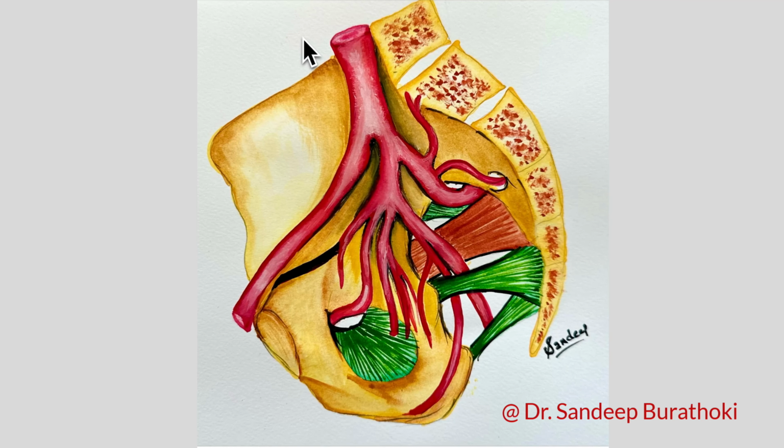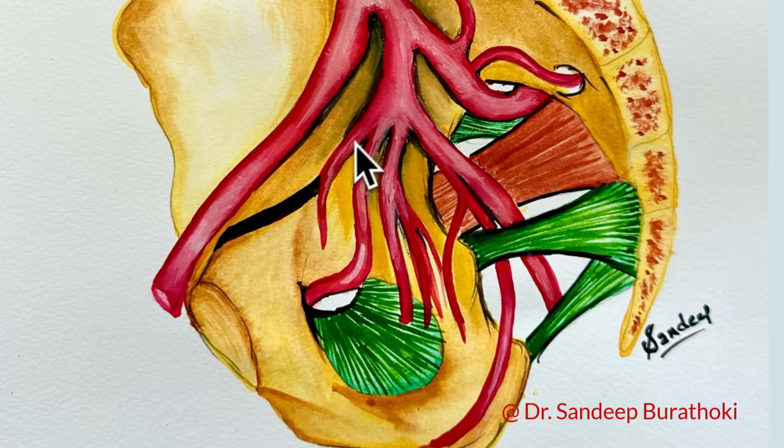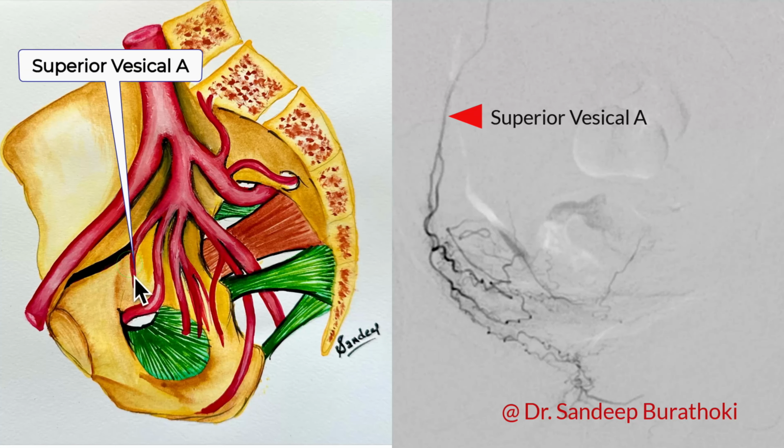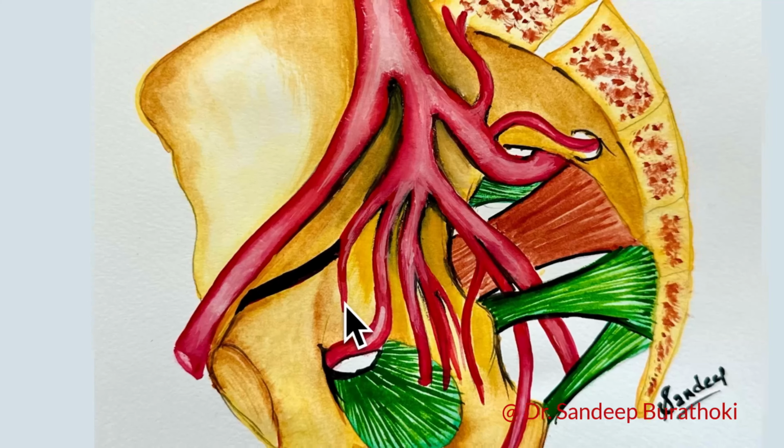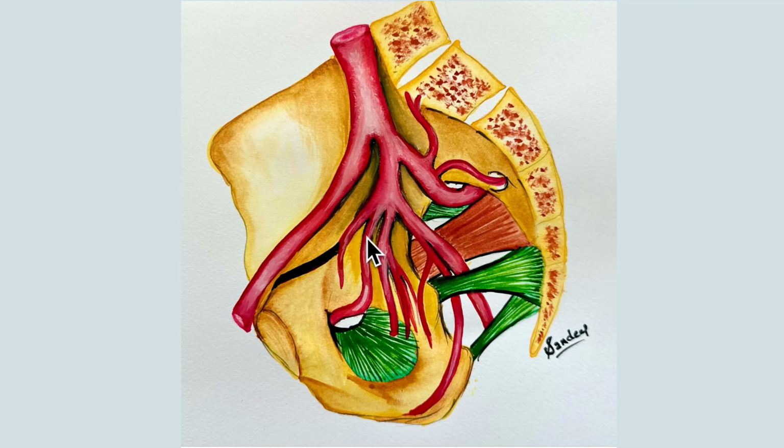The first branch of the anterior trunk is the umbilical artery, and in adults the umbilical artery gets obliterated and continues as the median umbilical ligament. The proximal patent portion of the umbilical artery becomes the superior vesical artery that supplies the urinary bladder. The second branch is the obturator artery.